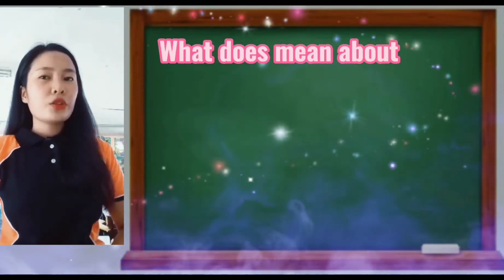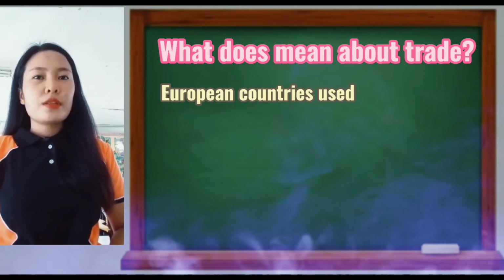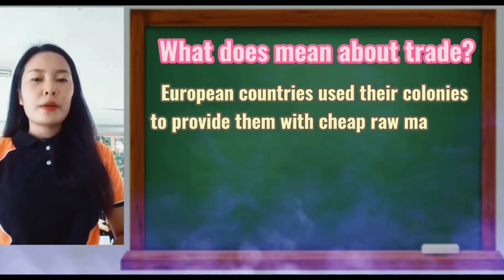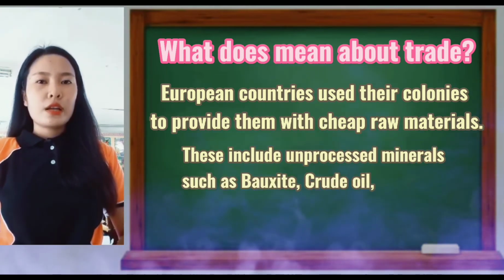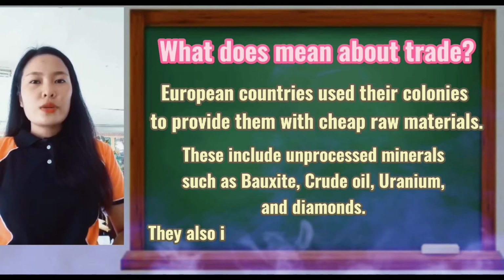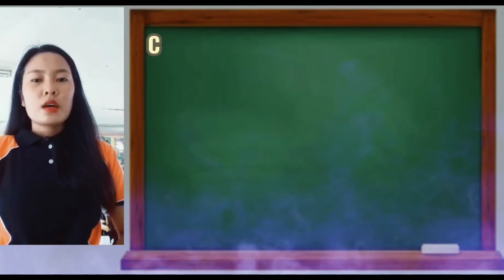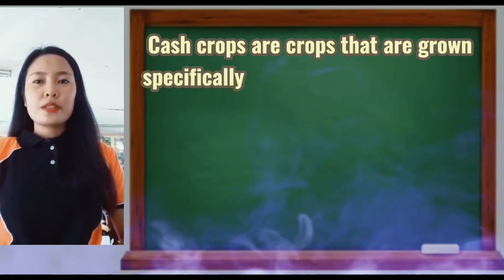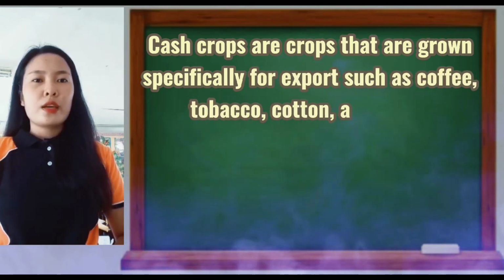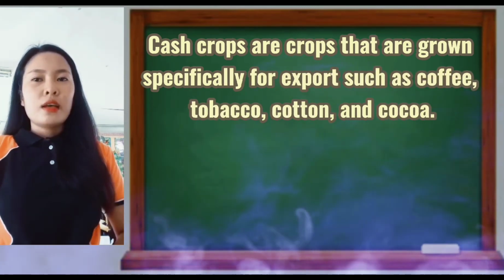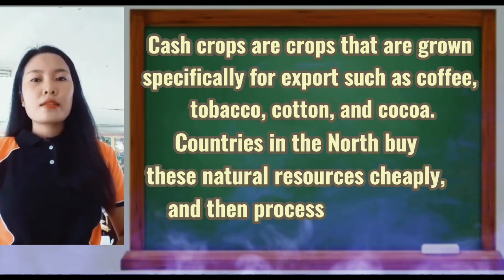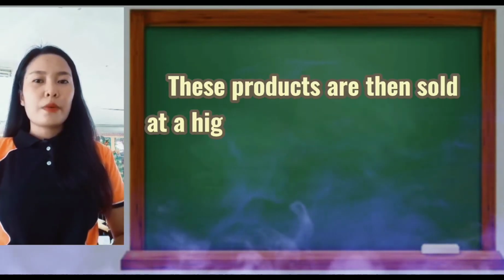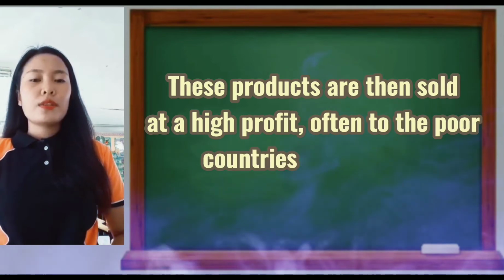What does it mean about trade? European countries used their colonies to provide them with cheap raw materials. This included unprocessed minerals such as crude oil, uranium, and diamonds. They also included what are called cash crops. Cash crops are crops that are grown specifically for export, such as coffee, tobacco, and cotton. Countries in the North buy these natural resources cheaply and then process them into finished products. These products are then sold at a high profit, often to the poor countries of the South.